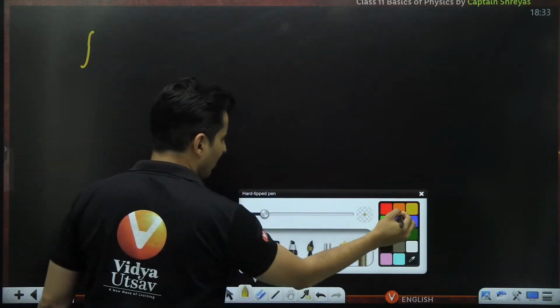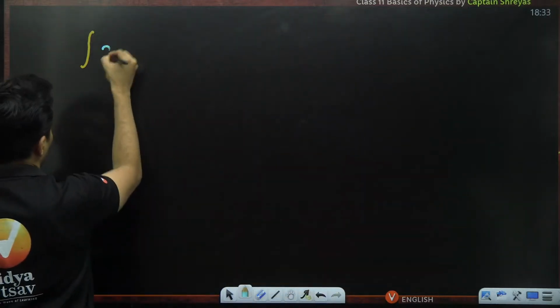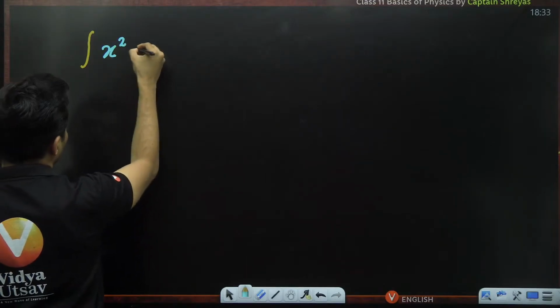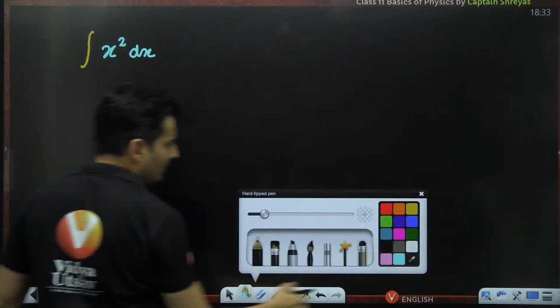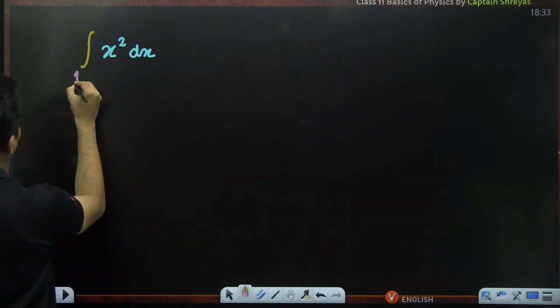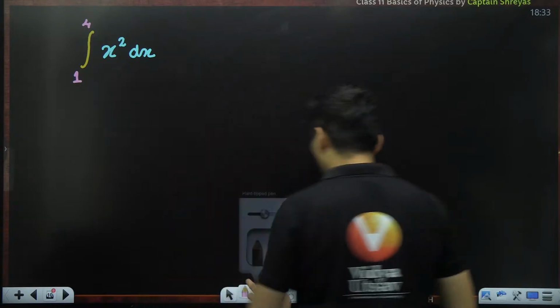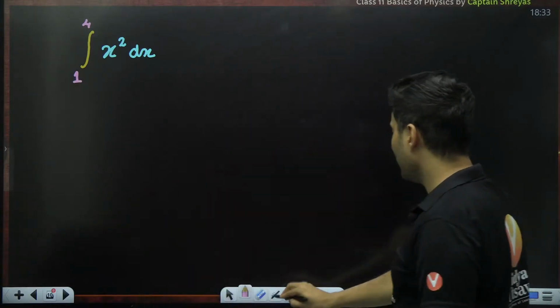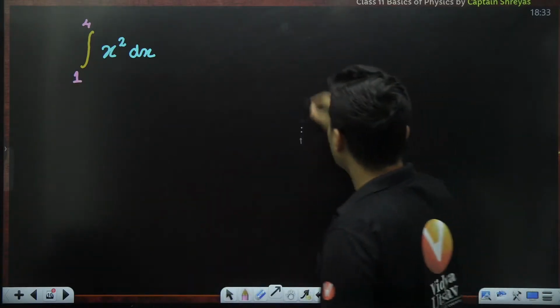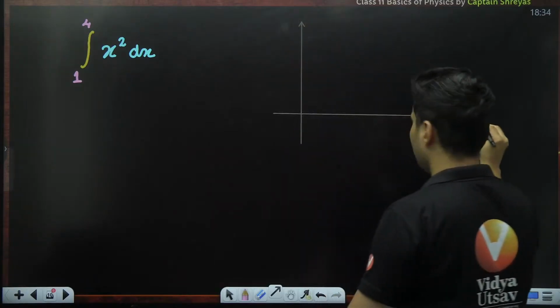Integration of, say for example, x square dx, and here we put 1 to 4. What does this mean? Think about it purely in the graphical way.